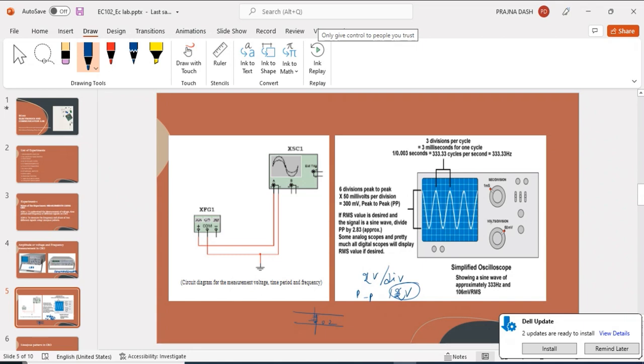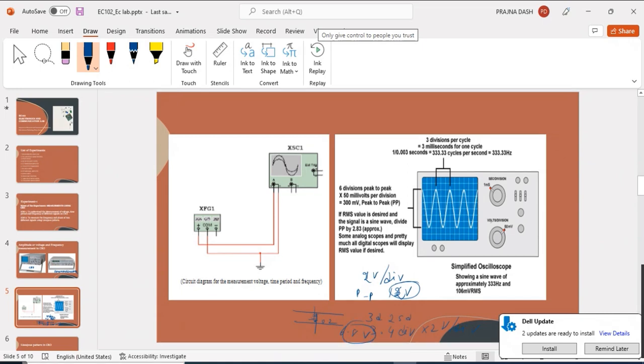Sometimes you will have a signal where complete boxes are not covered. Suppose 3 big divisions and 2 small divisions are covered. Then we have to consider how many divisions: this will be 3, and this will be 0.2 for the small ones, so 3.4 divisions you have to consider. Accordingly, you have to calculate the voltage. If it is 2 volts per division, then you just multiply by 2 volts per division, so it will be 6.8 volt. In this way also we can calculate using volts per division.